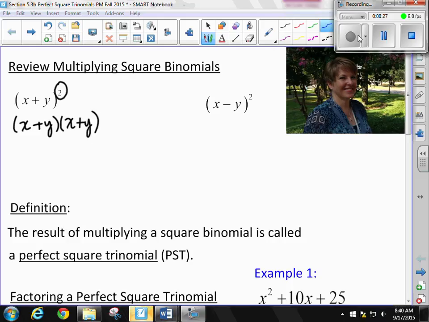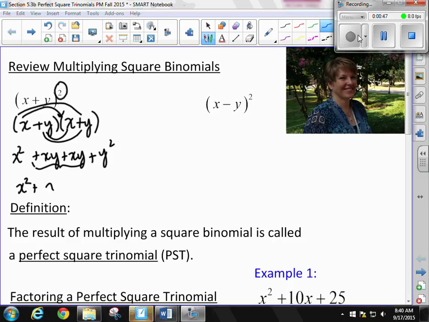X plus y times x plus y. And when we distribute or FOIL, we get x squared plus xy, y times x or plus xy, and y times y is y squared. Notice you have two of those middle terms. So x squared plus 2xy plus y squared.